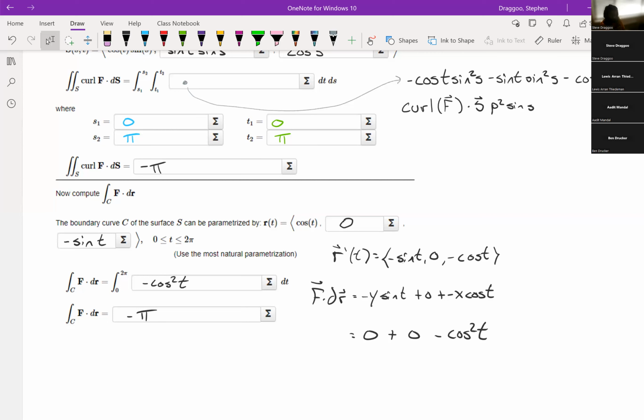I think that's another reason why I put this one in here, is just to think about the way that our parameterization's got to get set up. Either way, though, I can then look at my derivative vector, take the dot product of f and dr. I end up getting negative cosine squared, integrate to get negative pi. Ta-da! Cool.